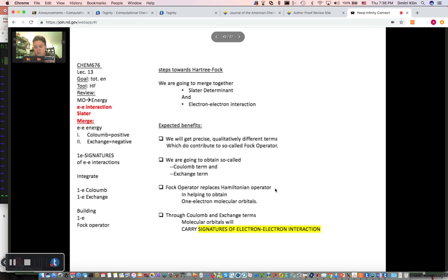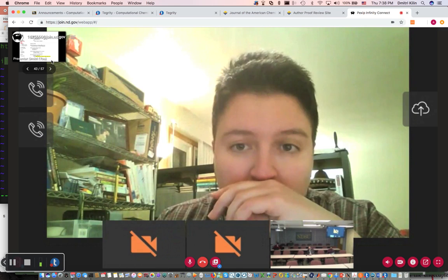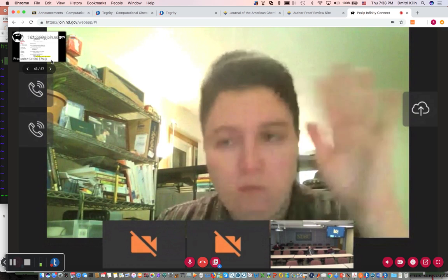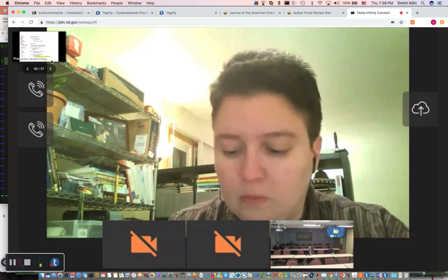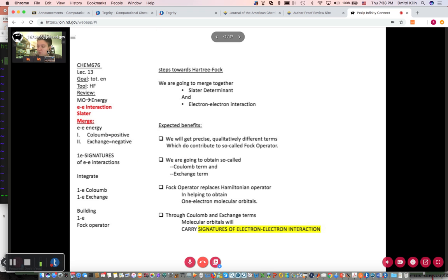human intuition. If you were dealing with computational chemistry calculations before, you may have heard about the Coulomb and exchange terms. Please wave hands if you have heard about them. Okay, but it is very against human intuition. And we will see next time that it appears from the Slater determinant, which we cannot forget. When we merge the Slater determinant and electron interaction, we will be able to derive the Fock operator.